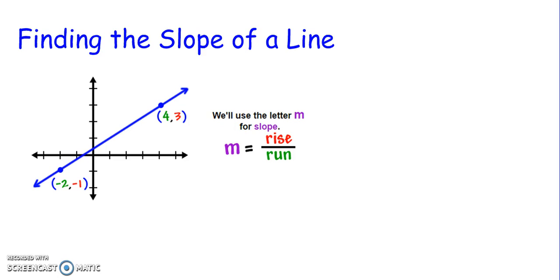So remember that slope is defined as the ratio of the rise to run of a graph or a line, and we use m to represent slope because that's the letter that represents slope in the slope-intercept form. So we're going to take a look at this example here, how we find the slope of the line between the points (-2, -1) and (4, 3).